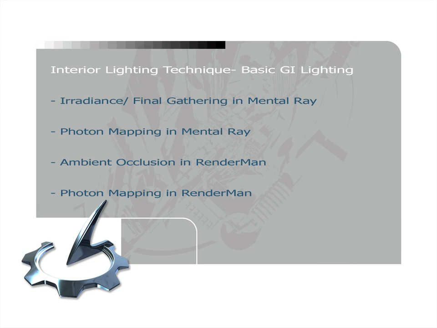But I just wanted to point out some of the basic issues and workflows with the GI in these 2 packages towards interiors. So we'll look at final gathering in Mental Ray and photon mapping in that package, and then we'll look at the kind of counterpart of ambient occlusion and photon mapping in RenderMan.